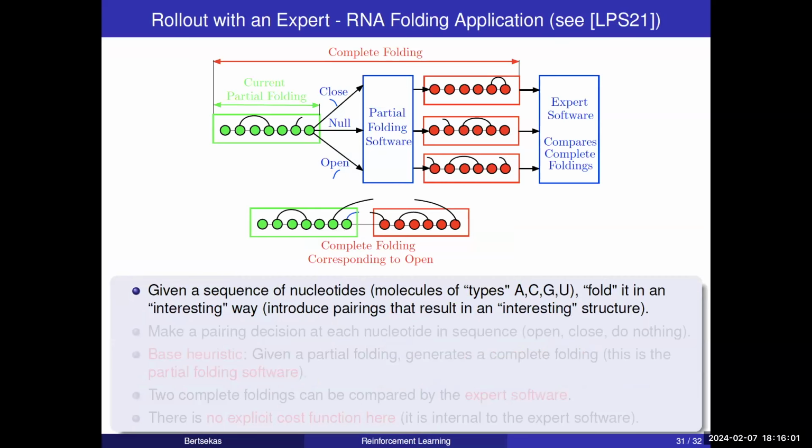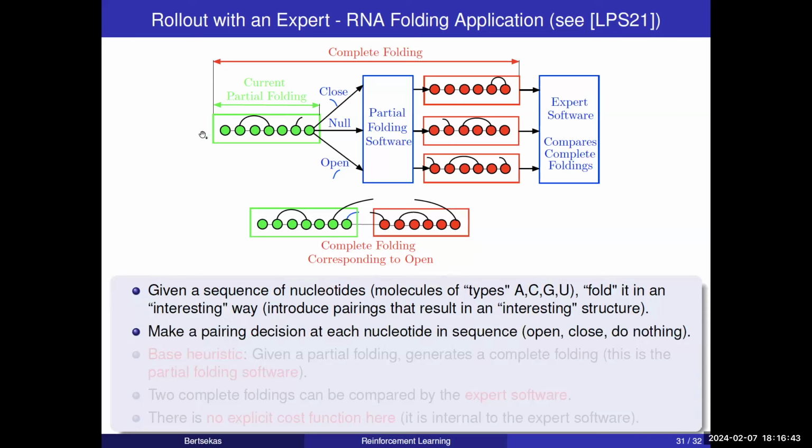Okay, so this is called the RNA folding problem. And there's this paper from a couple of years ago, I believe worked on by Professor Pitsikas, where they used rollout with an expert to solve this RNA folding problem. So the problem, I'm going to skim over a lot of details, but the high level picture is this. Given a sequence of nucleotides, which are these molecules of type ACGU, we're going to fold them in an interesting way to produce an interesting structure. And by folding, I mean we're going to take pairs of them and connect them with each other.